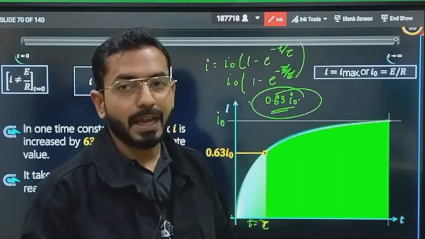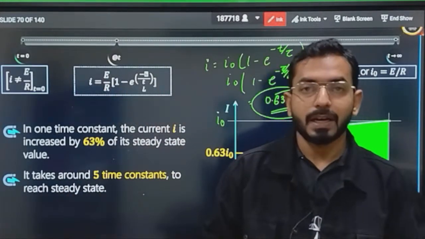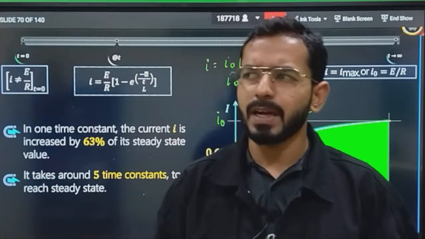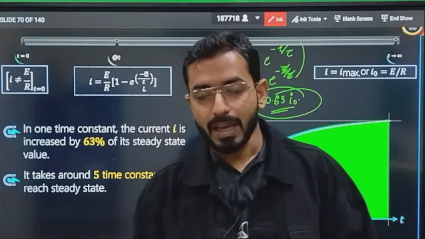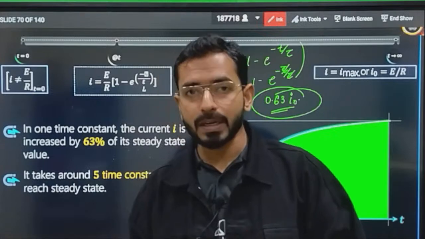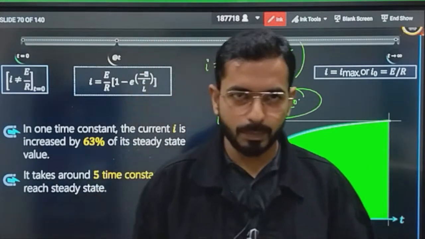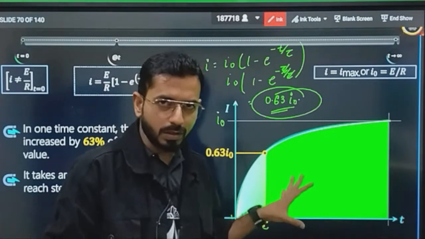That means I can say current has increased by 63% in this circuit. Okay, current is increased by 63%, and the same kind of variations were there in the capacitor. If any student has studied capacitor charging and discharging circuits properly, they will feel very comfortable, because this is a revision kind of thing for them. Results are also not new.